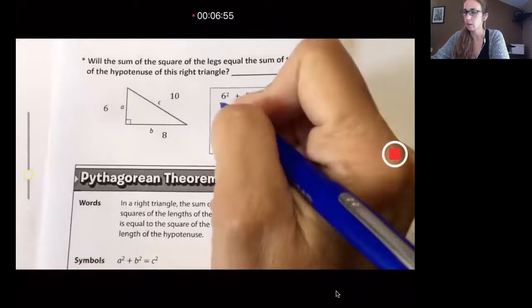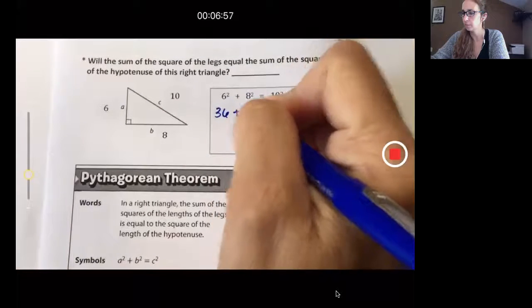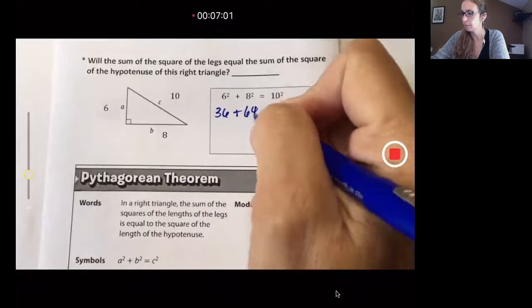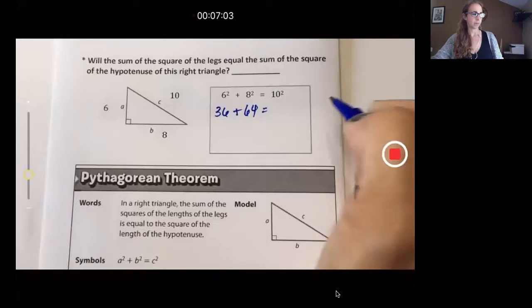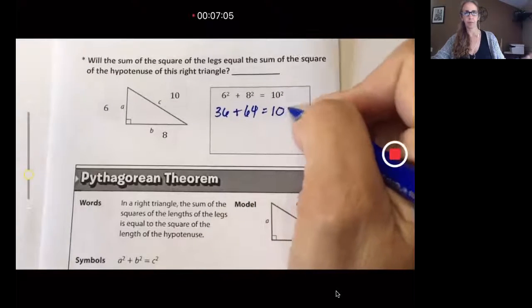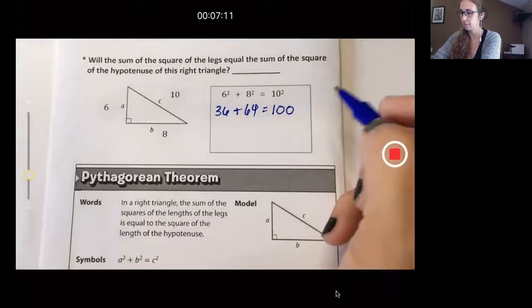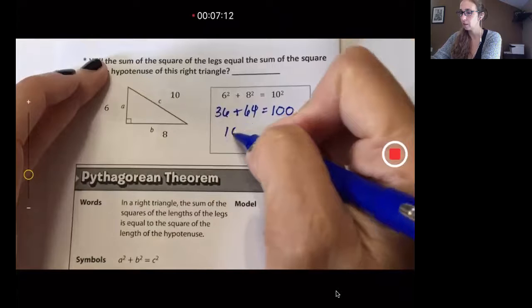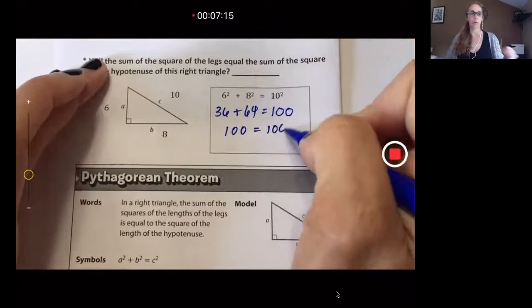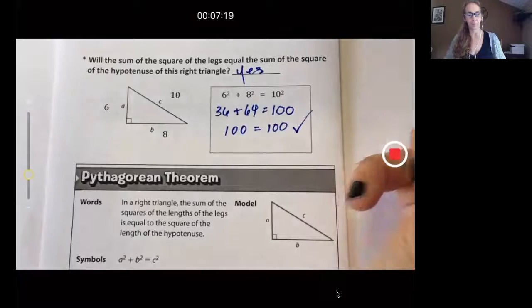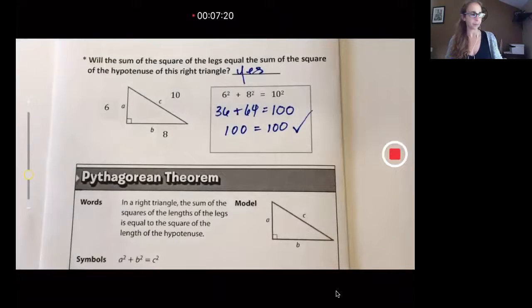8 times 8. And 10 times 10. Add your two sides. 36 plus 64 is 100. So yes, this actually is a right triangle. I know we see the right angle there, but we still need to prove it.